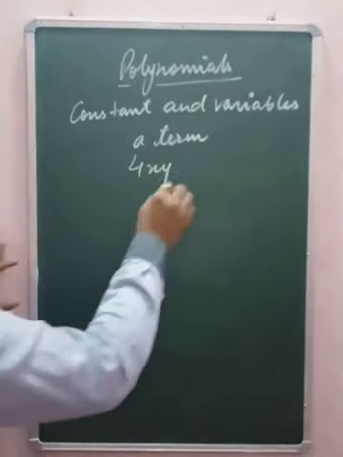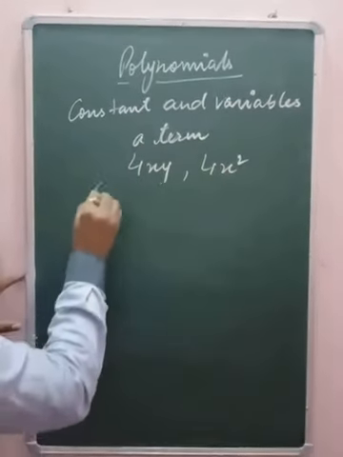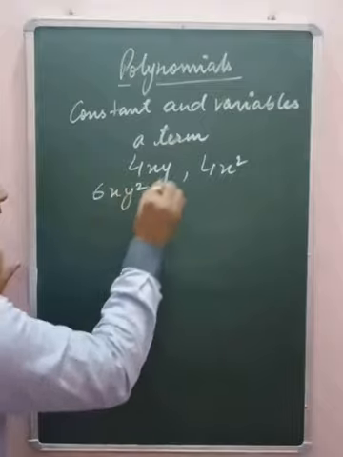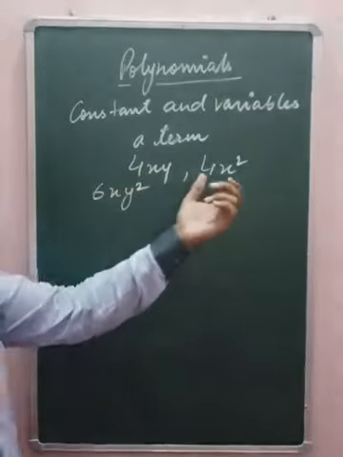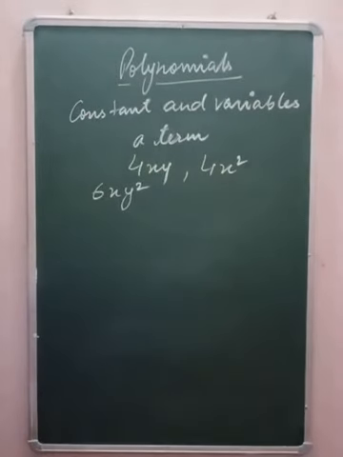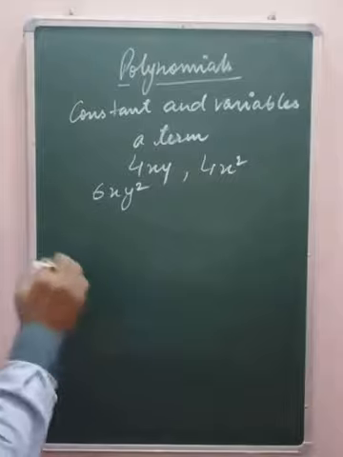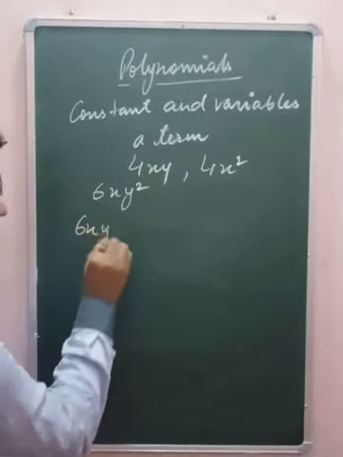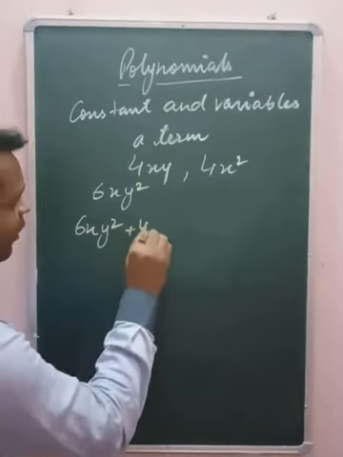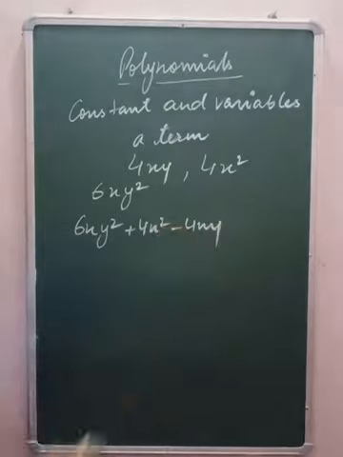Here we can also say that 4x square is also a term. 6xy square, this is also a term. So here we are utilizing various constants and variables to represent a term. When these terms are combined by addition and subtraction, like this, 6y square plus 4x square minus 4xy, I have utilized all three terms only.